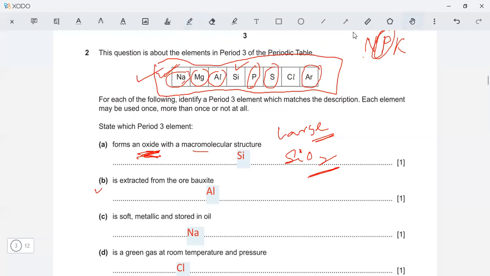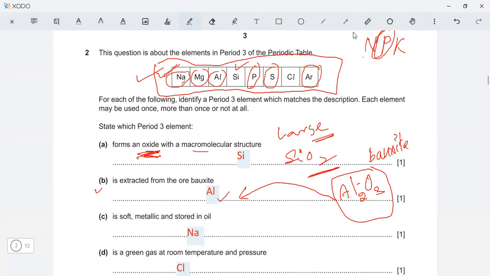Okay, now next one, B. Which element is extracted from the ore bauxite? We know that aluminum is extracted from bauxite, because the formula of bauxite is actually Al2O3, right? So Al2O3, how? By means of the electrolysis process you can extract aluminum. Okay, so aluminum can be extracted from aluminum oxide. So the aluminum oxide ore is called bauxite. Is it clear? So just write here aluminum.